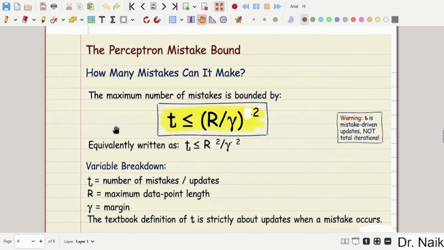The perceptron mistake bound: how many mistakes can it make? The maximum number of mistakes is bounded by the formula small t is less than or equal to the square of capital R divided by gamma. Equivalently, it can be written as small t is less than or equal to capital R square divided by gamma square, where t is the number of mistakes or updates, R is the maximum data point length, and gamma is the margin.